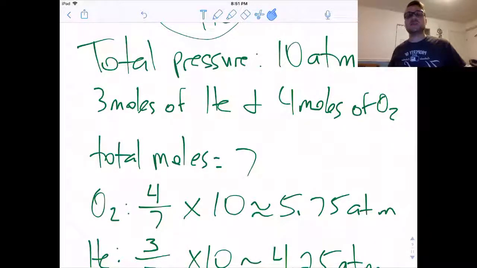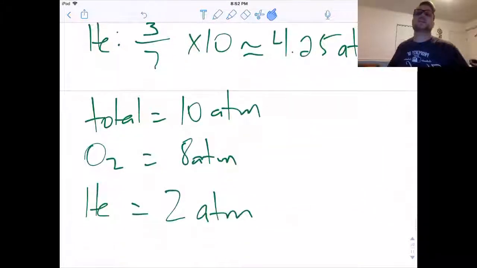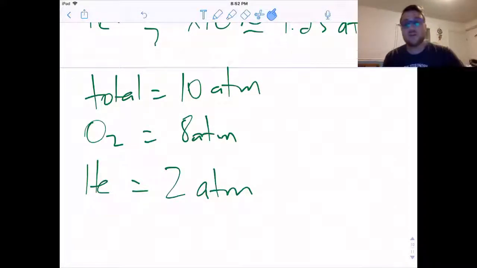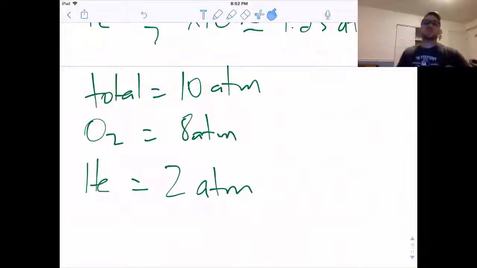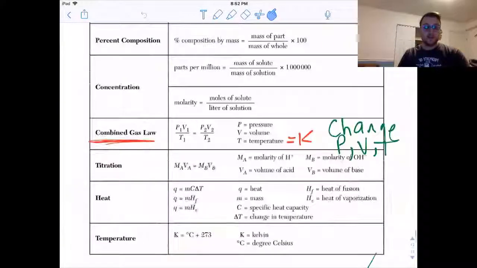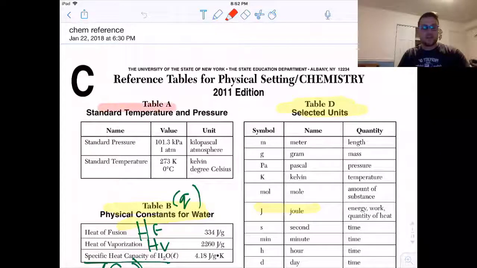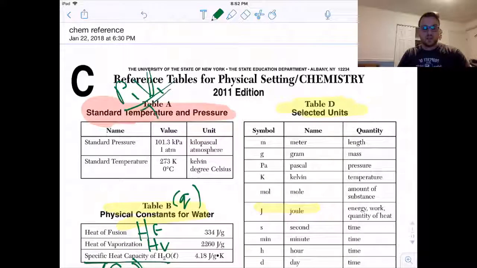STP is on table A. So if you see anything about STP in a problem, make sure you come here. They like to throw this in with the P1V1 over T1 equation. They like to have you use STP. Whatever you do, keep your units constant. If the problem gives you atmospheres, stay with atmospheres. If the problem gives you kilopascals, stay with kilopascals. Either way, table A, that rhymed, is STP. Don't use 0 degrees Celsius in the P1, V1, T1 problems because you'll get an answer that doesn't make sense because you'll get 0.